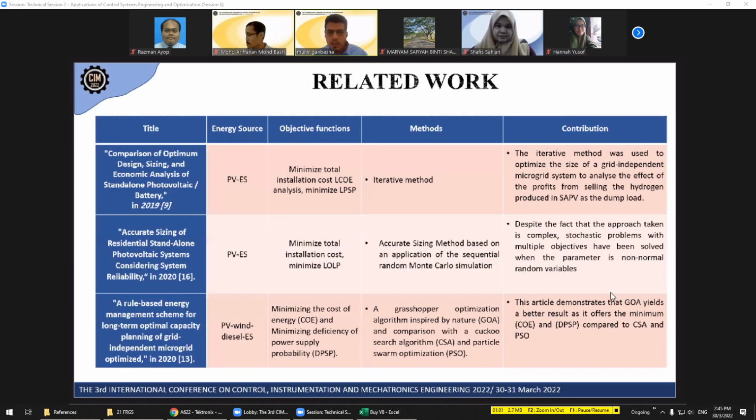This table describes some related work. For example, reference 9 uses PV and battery bank as the source in order to minimize power losses supply and cost of energy by using the iterative method. Another method uses a hybrid system as the source in order to minimize cost of energy and minimize the efficiency of power supply by using an artificial method.